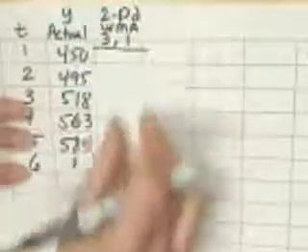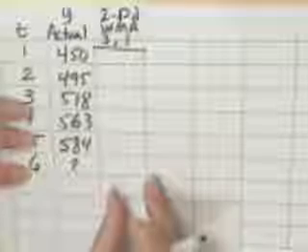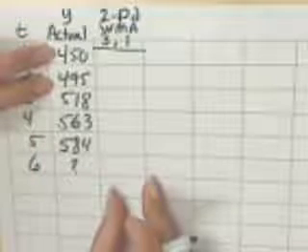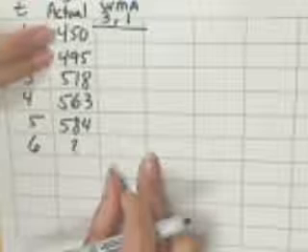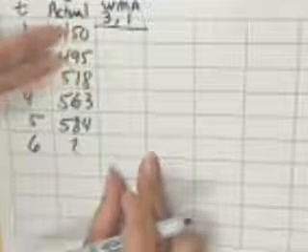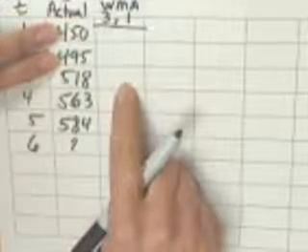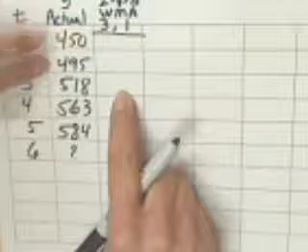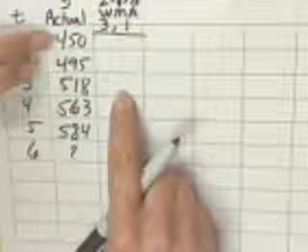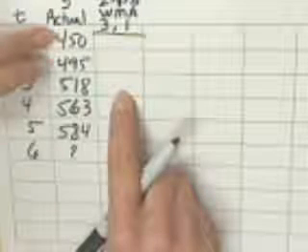So if we're going to make forecasts and generate them in this column right here, and we're using a 2-period weighted moving average, I would have to use the 450 and 495. And the average of those will go over here. But it's going to be a weighted average. So the 495 will be given more weight, 3, and the older data will be given the weight of 1.